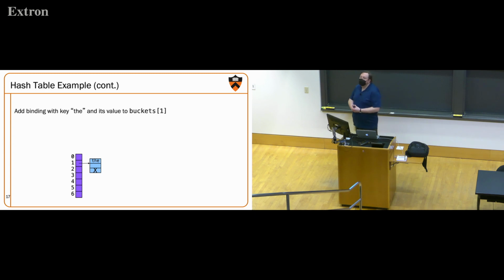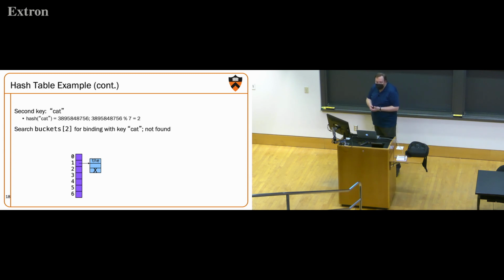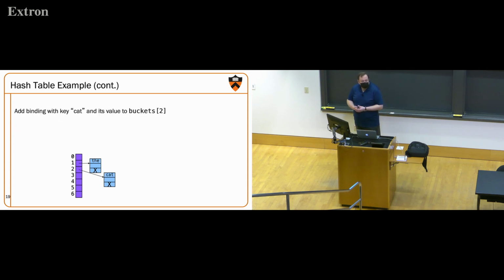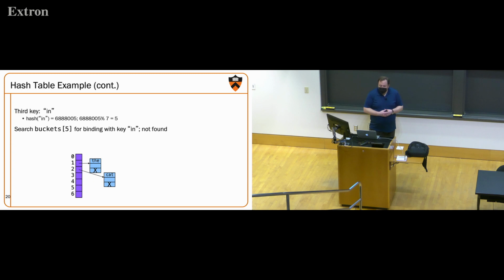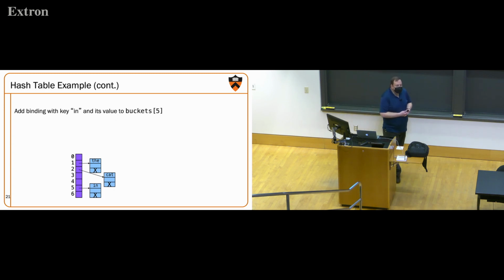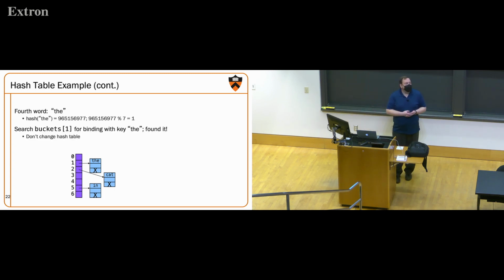All right, nothing in bucket 1 already, so we create a binding. The key is the, and the value is whatever we specified. Cat. We run the hash function on cat. Modulo 7 is 2. There's nothing living in 2 currently, so we add a new binding. Similarly for in, the hash function returns a value. Modulo 7 gets 5. Bucket 5, nothing there already. We add in. Now we get to the again.